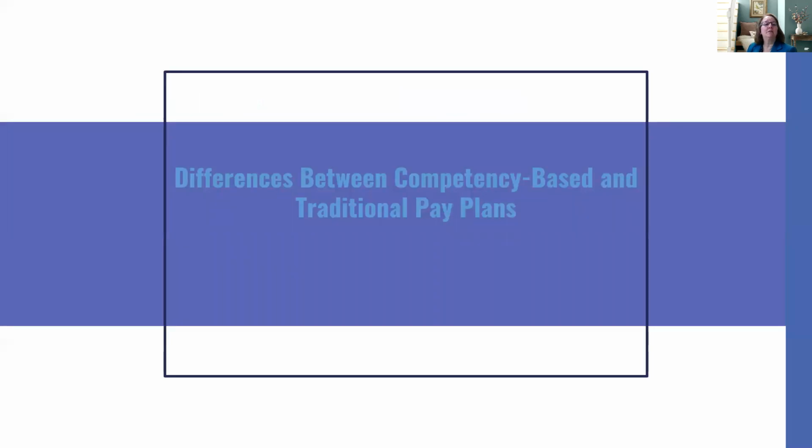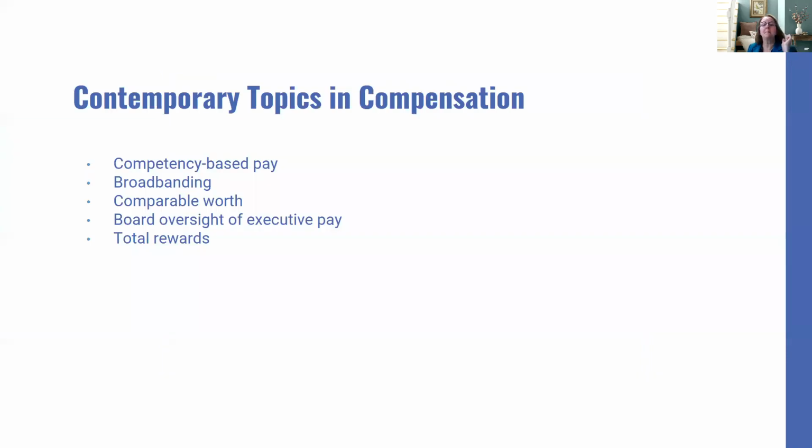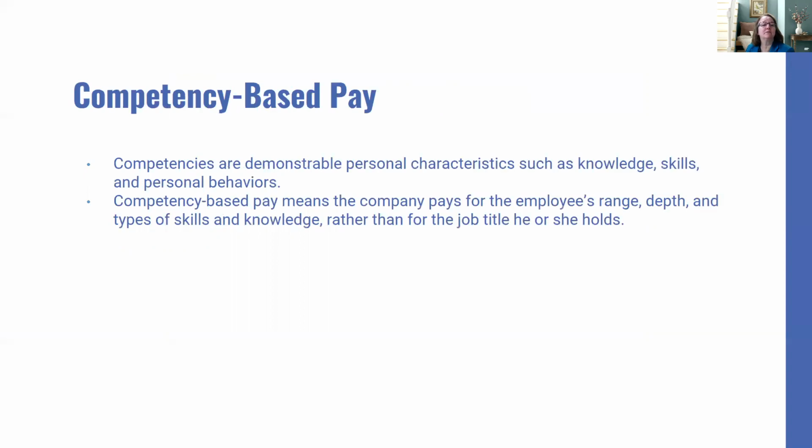So then the differences between competency-based and traditional pay. Contemporary topics in compensation. There's competency-based pay, there's broad banding, comparable worth, board oversight of executive pay, and total reward. So we're going to look at those 5.